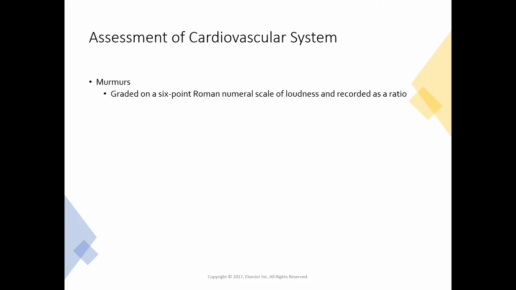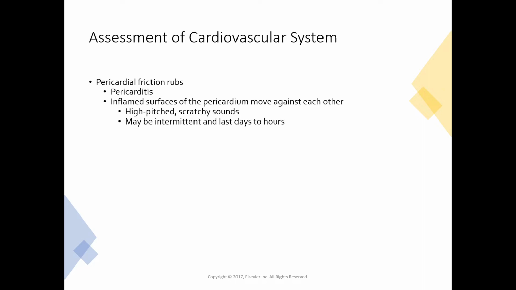And the ratio is basically 1 out of 6, 2 out of 6, 3 out of 6, 4 out of 6, 5 out of 6, or 6 out of 6, which is a significantly louder murmur.